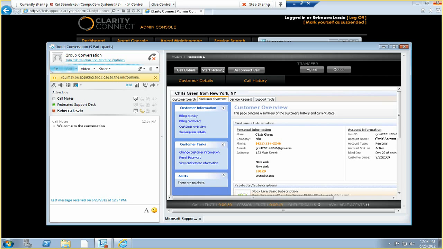We don't introduce a separate UI or software package that they have to use from Clarity to answer those calls. Everything is going to be leveraging their Lync server, and Lync is going to be managing and handling the media of that call the entire time.